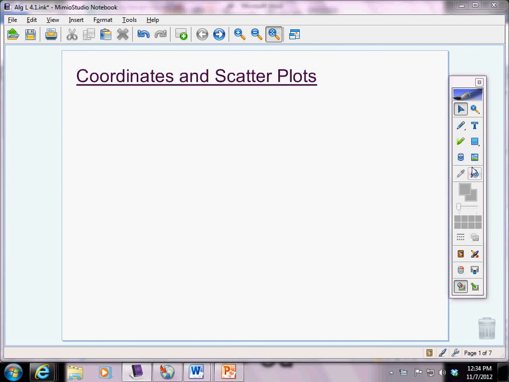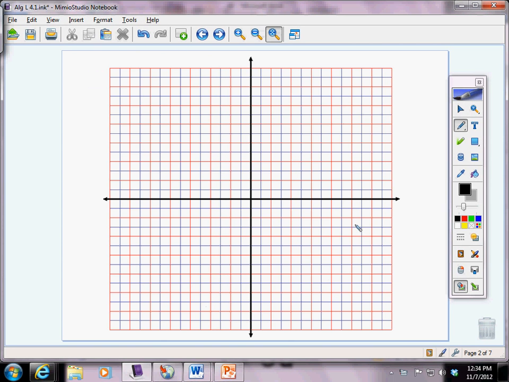Before we can start talking about what scatter plots are, we need to review coordinates and review what the coordinate plane is. This here is an example of the coordinate plane. You should be pretty familiar with it. We know that this, our vertical axis here, is called our y-axis, and our horizontal axis is called our x-axis. In the very center, where our two number lines cross, our x-axis and our y-axis, this is called the origin.